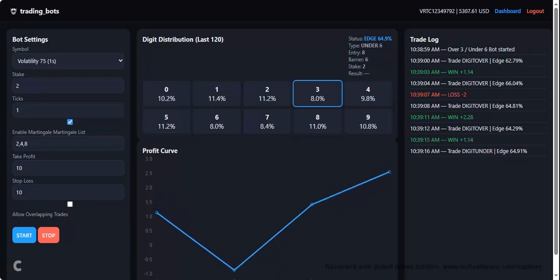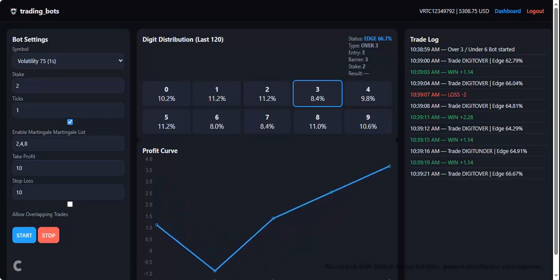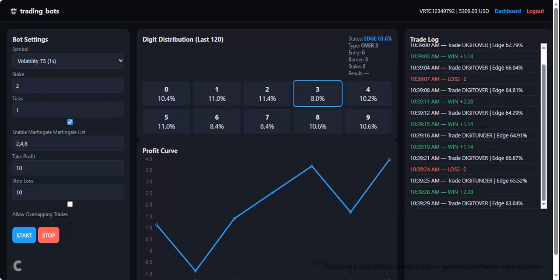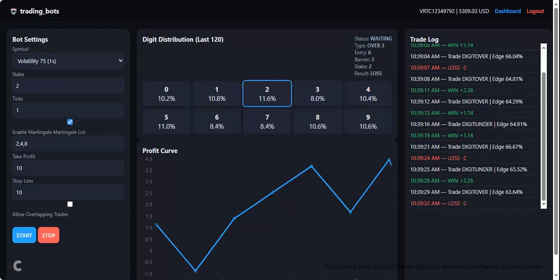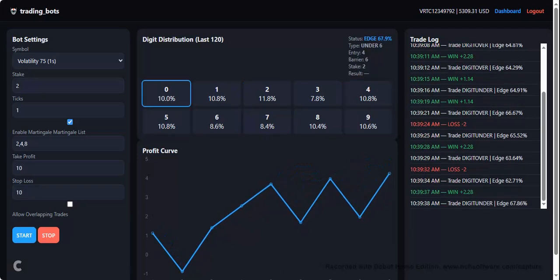At the center of the screen, the digit distribution panel shows recent market digit behavior. The bot studies the last tick digits and highlights opportunities around two key conditions, over 3 and under 6. This hybrid approach is designed to look for digits that fall within a more favorable probability zone, while still keeping the trading process simple and visible.